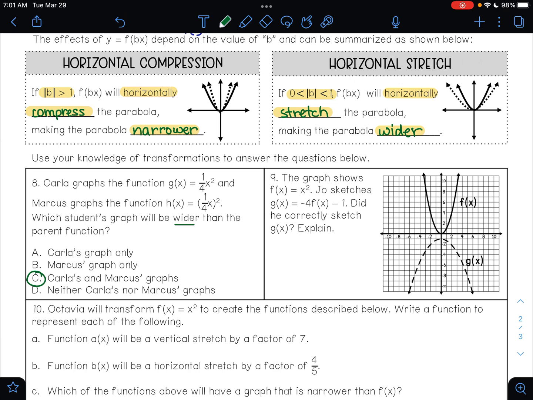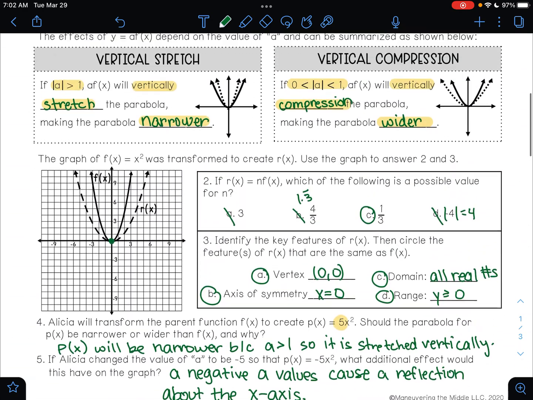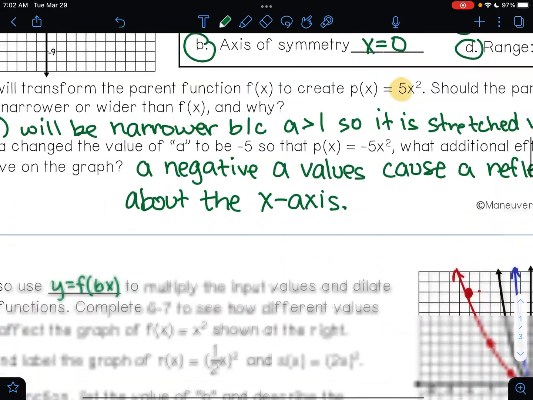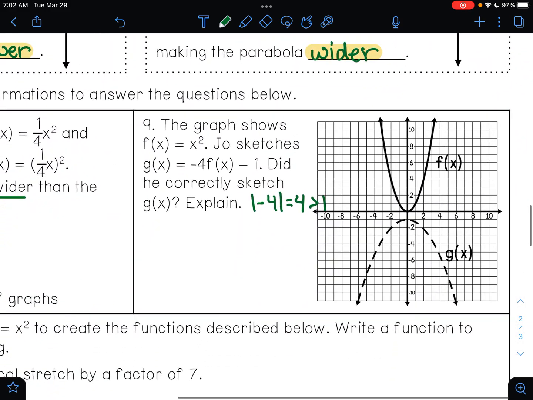Okay, now the graph shows f of x equals x squared. Joe sketches g of x, which is -4 f of x minus 1. Did he graph it correctly? Well, we know that negative causes it to reflect, that -1 causes it to go down, but the 4, remember, the absolute value of -4, I'm sorry, the absolute value of -4, which equals 4, is greater than 1, which means it should be narrower from our first page. Okay, it should be narrower, and it kind of looks like it's wider. So, no, he did not graph it correctly.